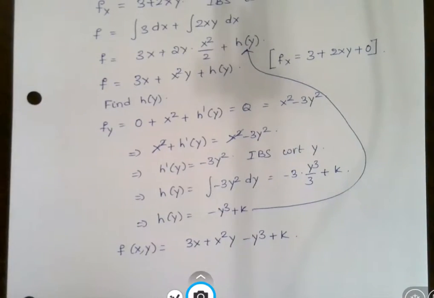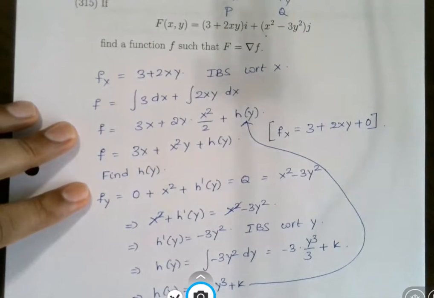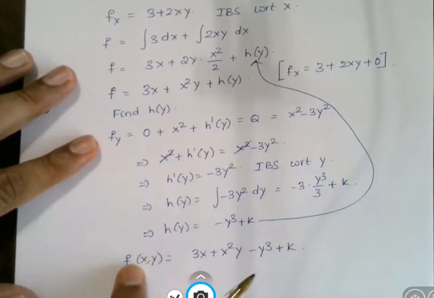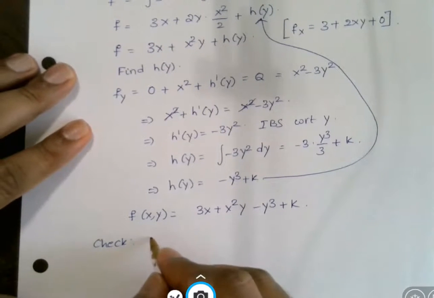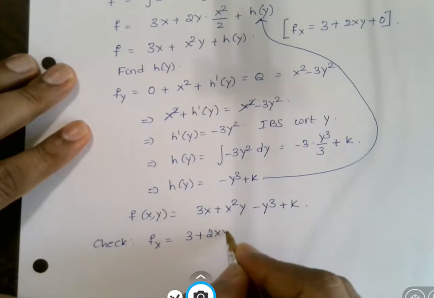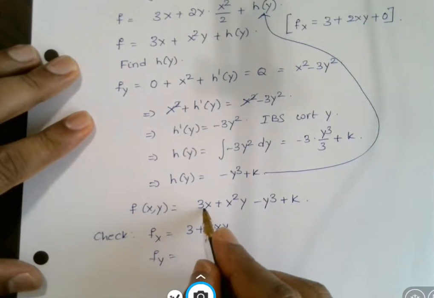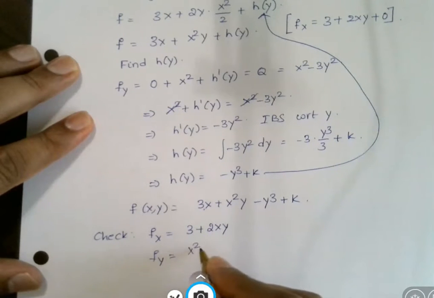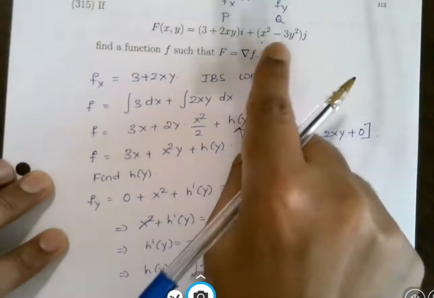Because your function was a conservative vector field, which we showed in the previous slide, I'm able to find a potential function, that one. Now, is my answer right? Check. I'm done with the problem, but I just want to check and show you that. If I find fx, I get 3 plus 2xy, which is the same as this one. Then if I find fy, the derivative of 3x with respect to y is 0, and the derivative of the rest is x squared minus 3y squared. The derivative of y cubed is 3y squared, which is the same as the Q component.